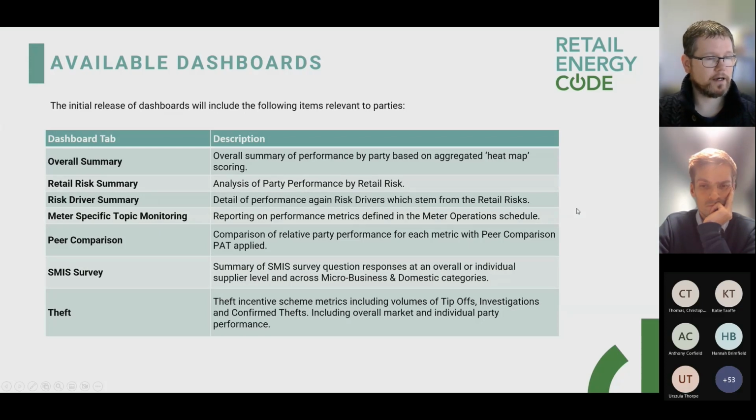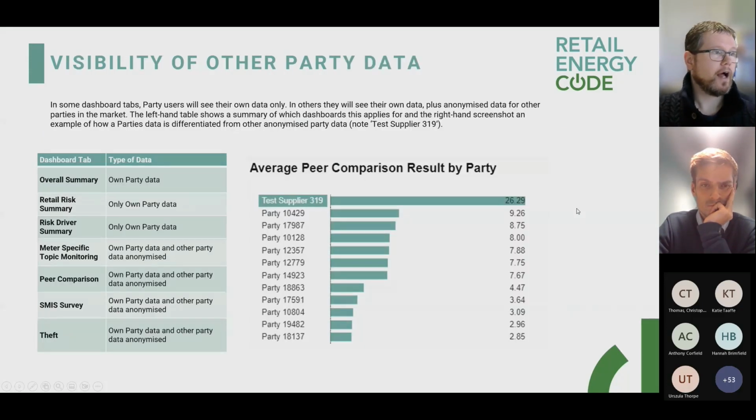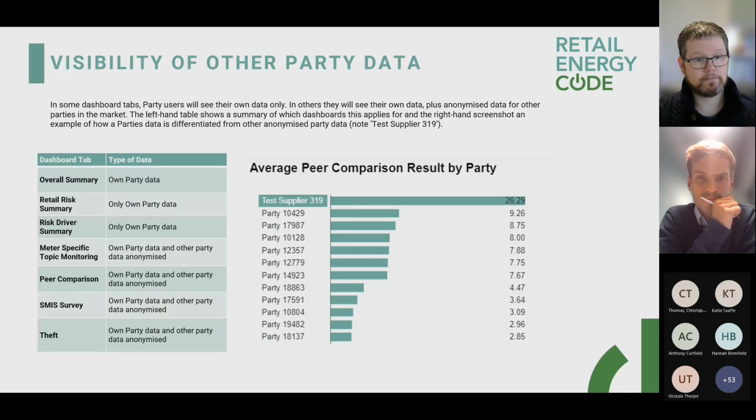If we maybe go on to the next slide, thank you, Paul. So I kind of touched on this already, but in some dashboards you see just your own data. In other dashboards you see your own data and you see anonymized data about other parties. So effectively the first 3, as it says on the left there, you just see your party's data. And on the remaining 4, you see both your data and anonymized data for other parties. So again, similar to if you're familiar with looking at something like the erroneous switch peer comparison at the moment would be a good example of that.